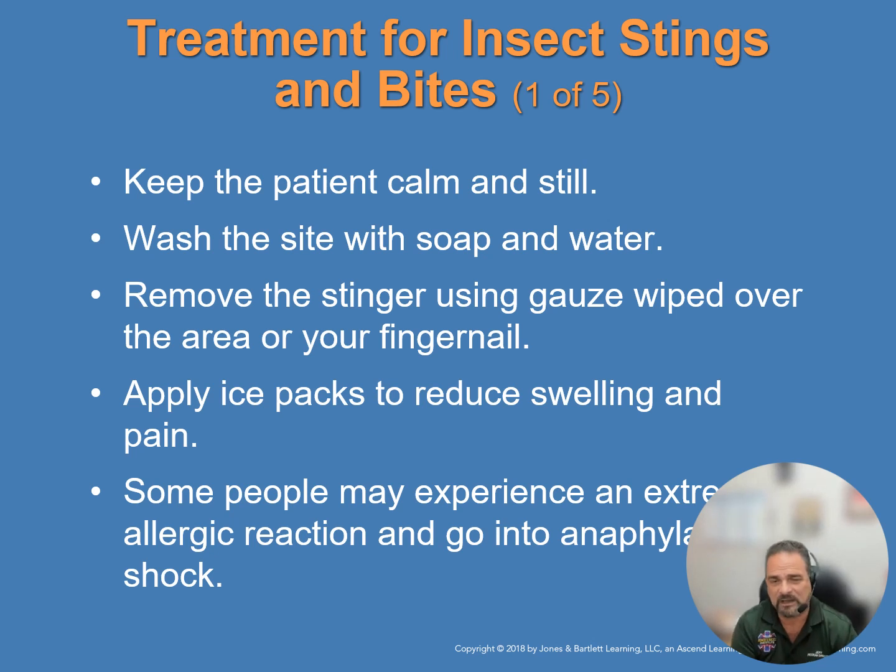The one thing that you do not want to do is grab it with your fingertips and squeeze it. Many times, when the bee pulls away from its stinger that's barbed into the skin, it leaves the poison sac intact. So if you squeeze it at all, it's going to put more poison into the body. So don't do that. After you've got the stinger out, apply an ice pack. It'll help to reduce the swelling and also relieve some of the pain.